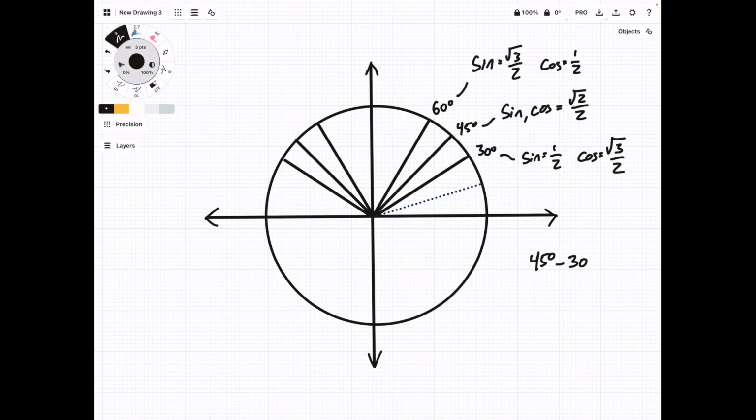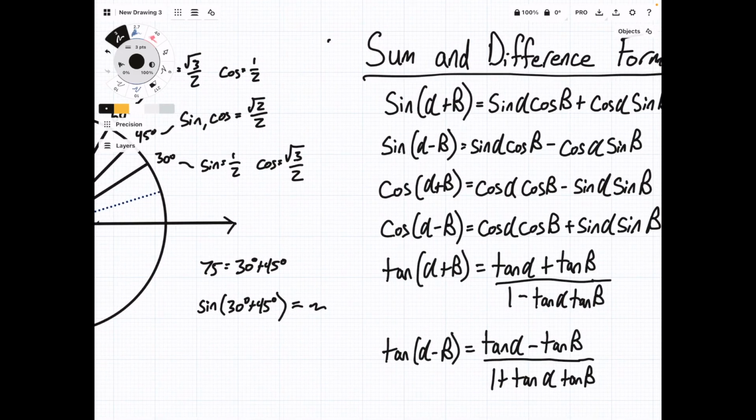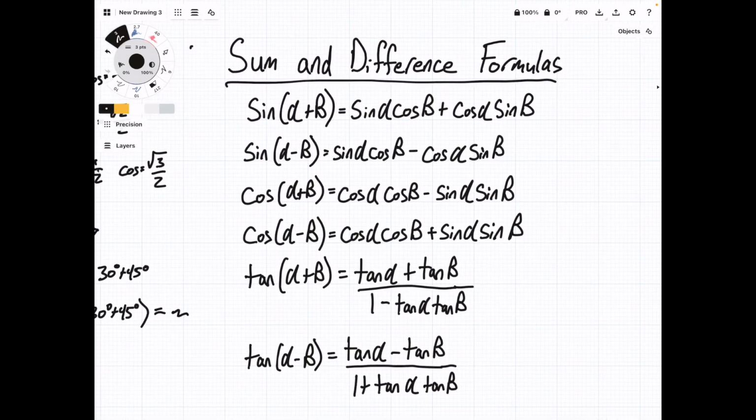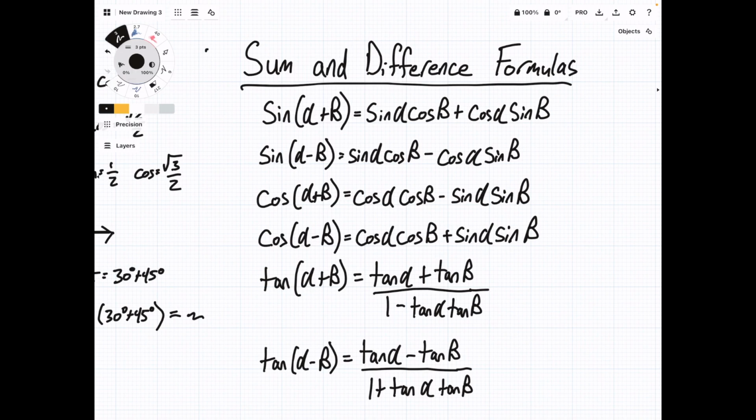Same thing for, say, 75 degrees. 75 equals 30 degrees plus 45 degrees. So if you wanted to find the sine of 75, you would do something like sine of 30 degrees plus 45 degrees and then fill in the formula. So if we move over to the formulas, I didn't want to take the time to write them out while recording, so I wrote them all out here.